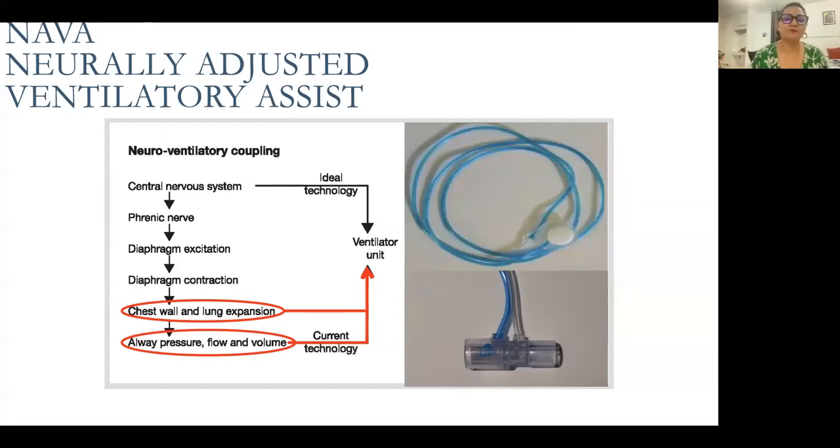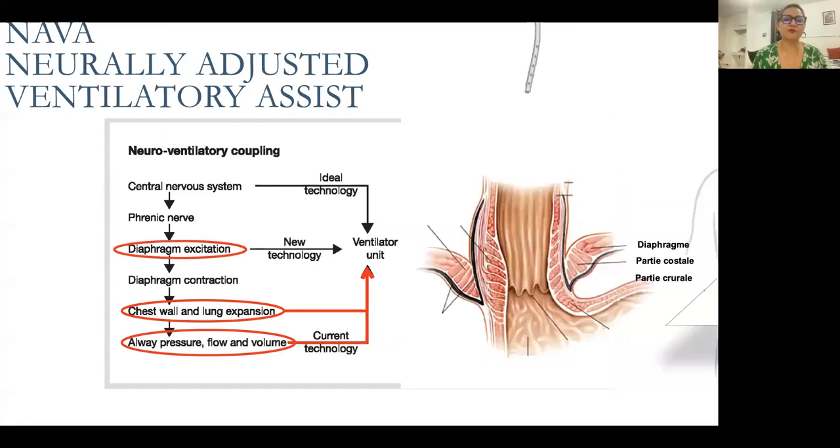And in NAVA, what is happening is that straight from the diaphragmatic excitation, the ventilator knows when to give the pressure, for how long to give the pressure, and how much pressure to give. So this is the tube which goes to the diaphragm, and these are the electrodes which will pick up the diaphragmatic activity and tell the ventilator what the patient wants, so deliver this much pressure. So this is the new technology.